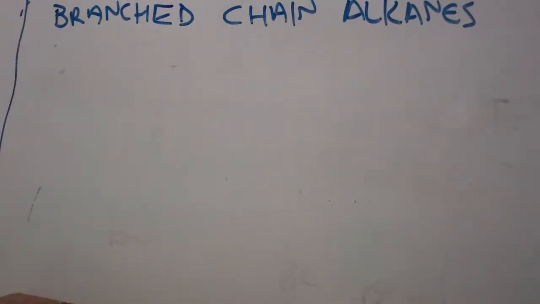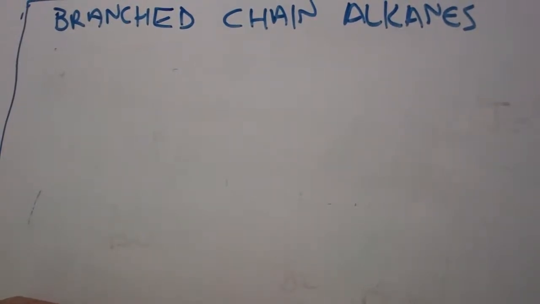Okie doke, welcome back. Now we're going to quickly go through the branched chain alkanes. These are alkanes that aren't linear. They do have a straight line in them, but they have a branch coming off the straight line. They can have one branch, two branches, three, and so on, depending on how many carbons there are on the longest chain.